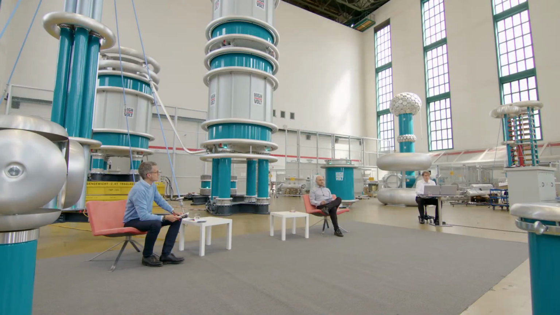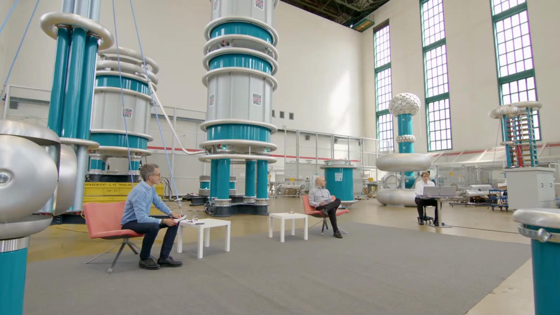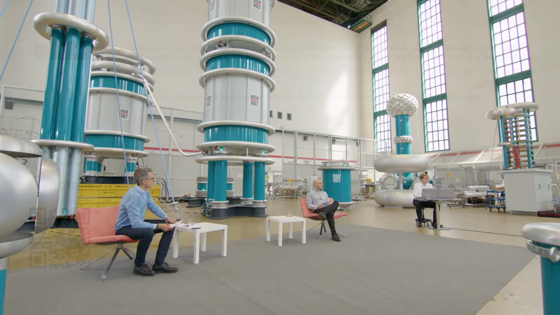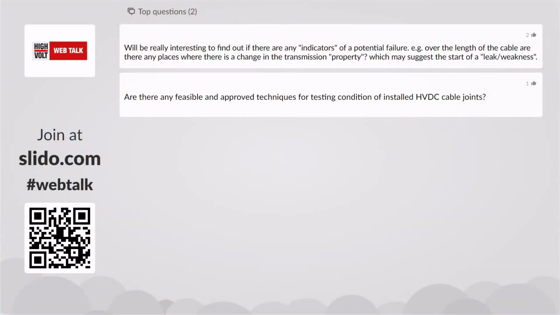And I'm going to look to Uwe, and I think we have already via Slido and our chat function some questions. Yeah, so I have collected the questions which are related to the first parts of the discussion, and I think I would like to add on the last comment from Marc. Are there any feasible and approved techniques for testing the condition of installed HVDC cable joints?